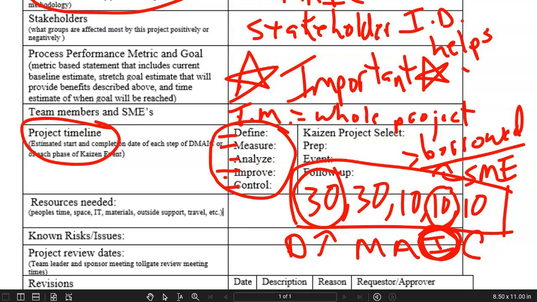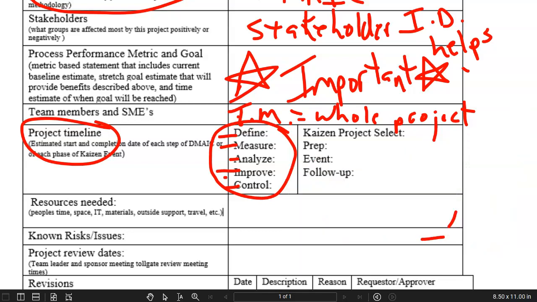When it comes to Kaizen events, it's very straightforward as well. For Kaizen events, the prep phase is typically 1 to 4 weeks that the team leader spends in advance.